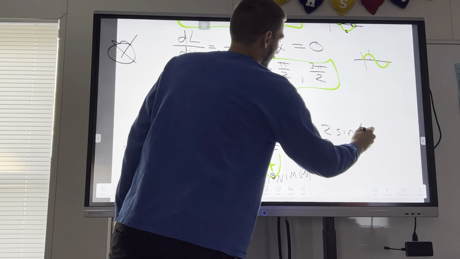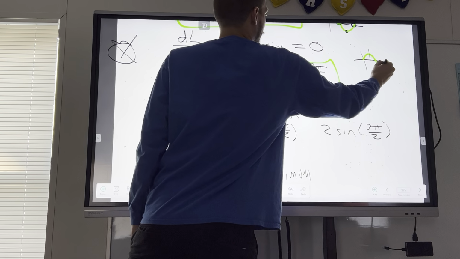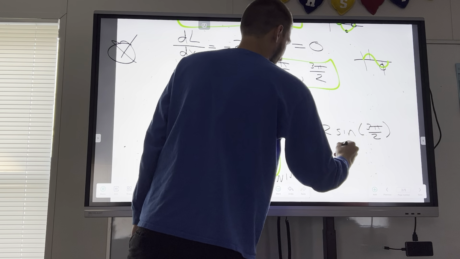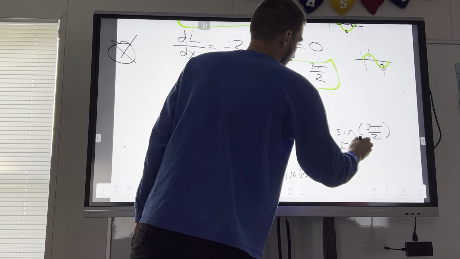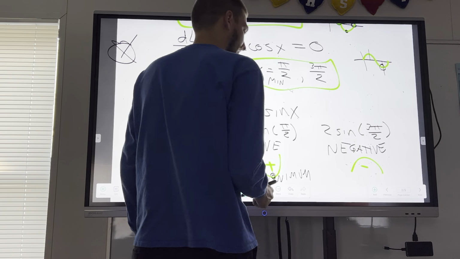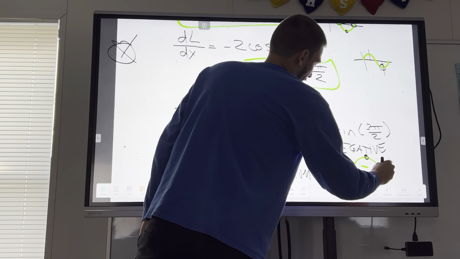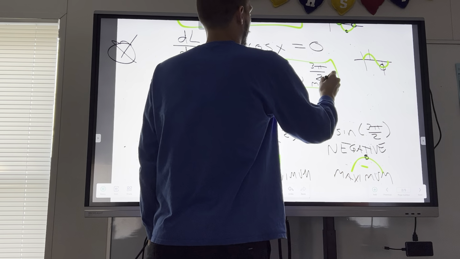2 sine of 3 pi halves, which is right here, which is -1, is going to be -2. So that's going to be negative. That's going to be concave down like that. That's going to give you a maximum. So this is a max.